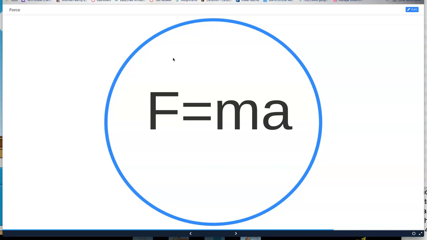This is the formula you'll use all the time in this class. It will haunt you in your dreams. It will be the one probably that you get stuck on the most because we use it so often. But that's Newton's second law: force equals mass times acceleration.